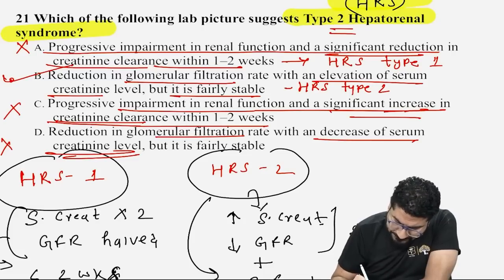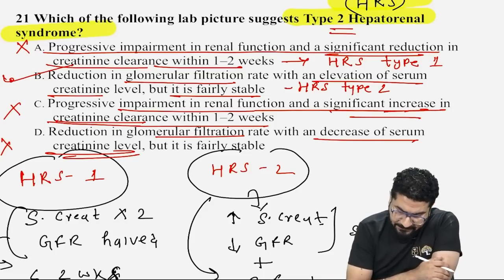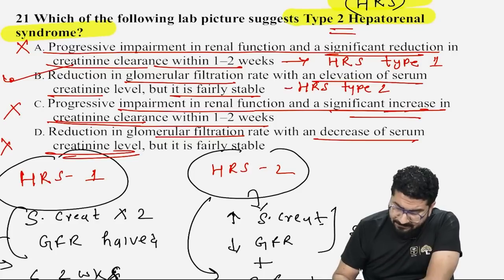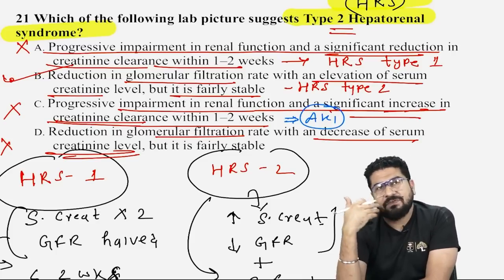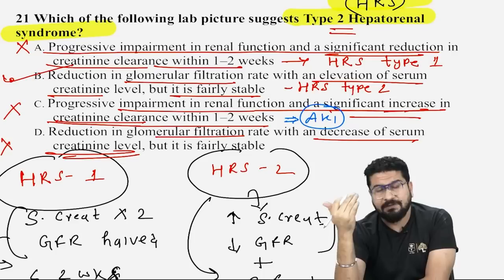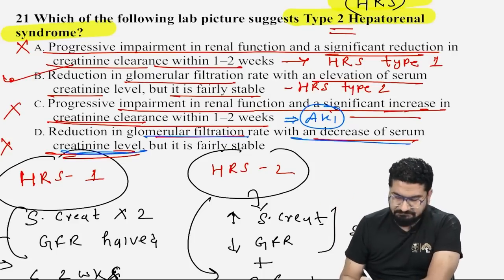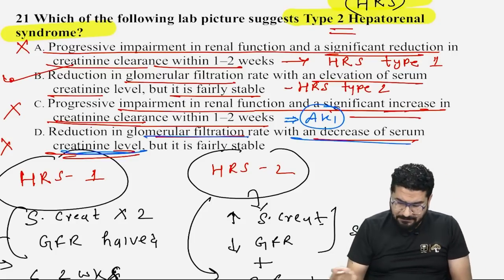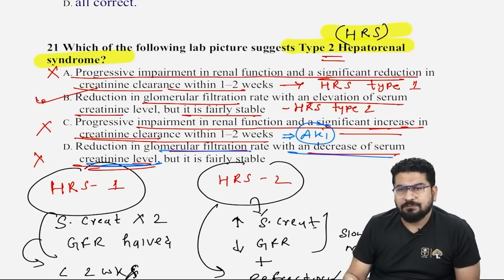Progressive impairment in renal function and significant increase in creatinine clearance within 1 to 2 weeks. Sometimes we can see this in a patient of AKI. AKI has certain phases, like the initiation phase. We can sometimes see this in the AKI initiation phase, and sometimes in the recovery phase also. Reduction in GFR with decrease in creatinine levels. No, if GFR is reduced, creatinine will increase. So that is not seen anywhere. So this is the answer for hepatorenal syndrome type 1 and type 2.